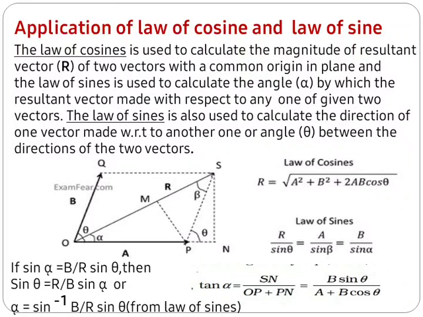And this slide shows how to calculate the direction of one vector made with respect to another one or angle theta between the directions of given two vectors, which is given by the expression sin theta is equal to R by b sin alpha, that is formed by using the law of sine.